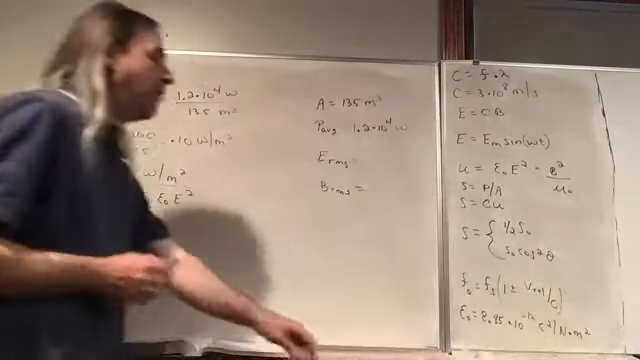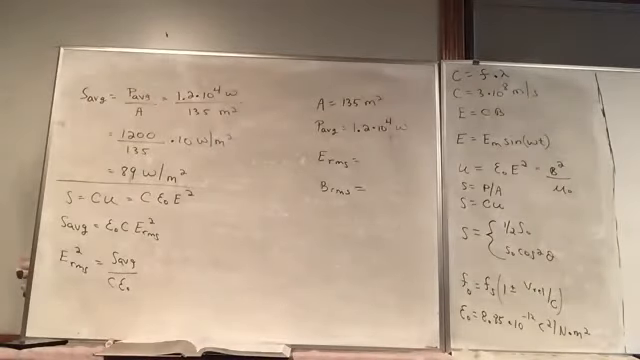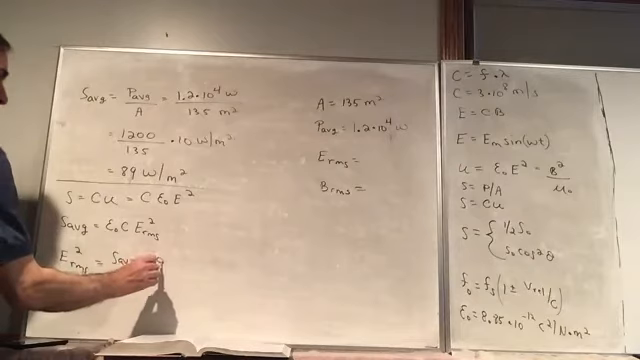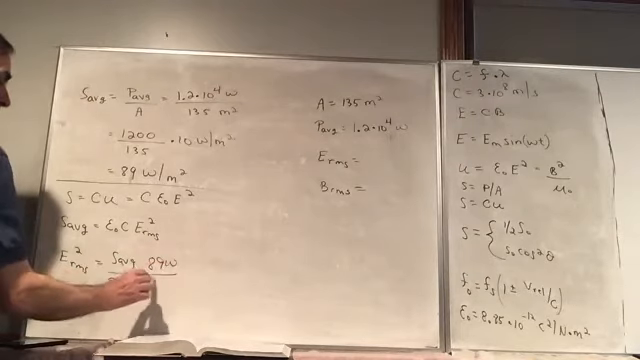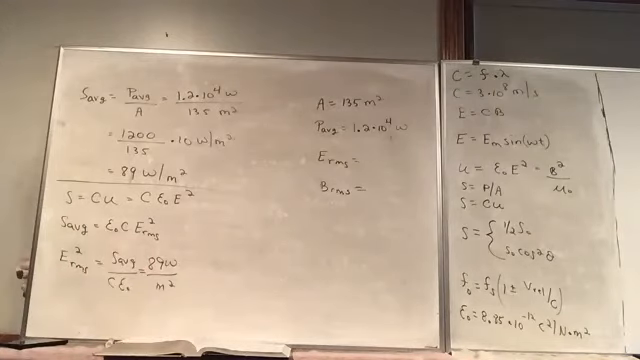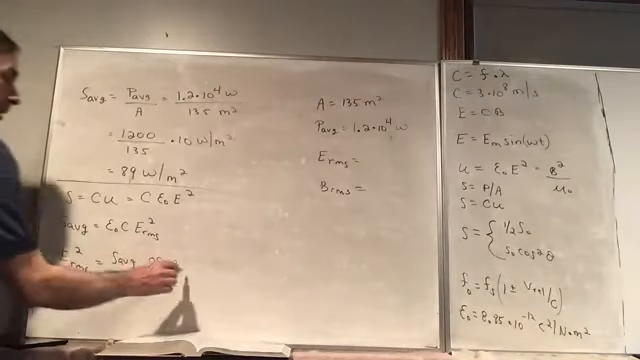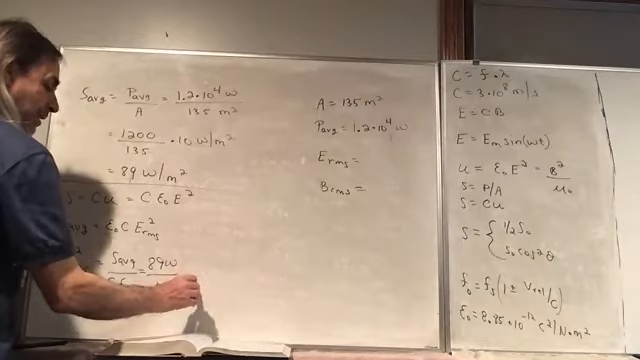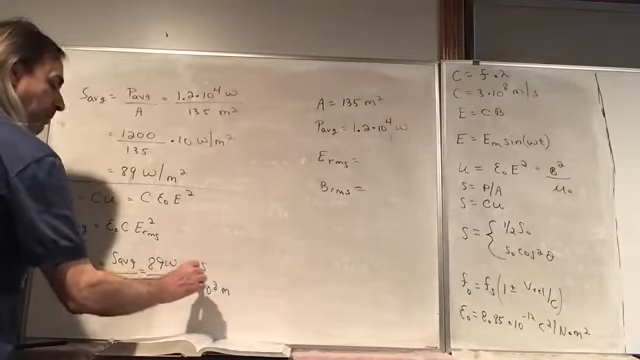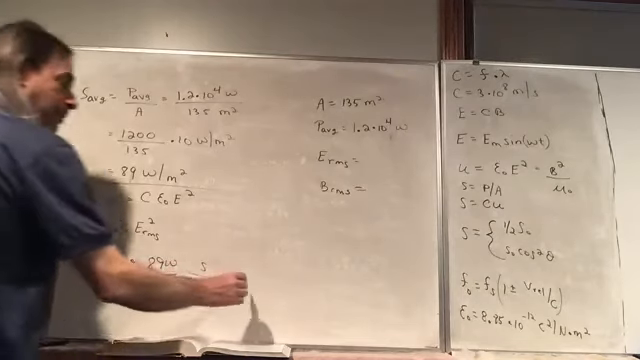So 8.85 times 10 to the minus 12 Coulomb squared over Newton meters squared. So again, the hard part's going to be the units. We have 89 watts per meter squared. Speed of light is 3 times 10 to the 8th meters per second, and epsilon naught.